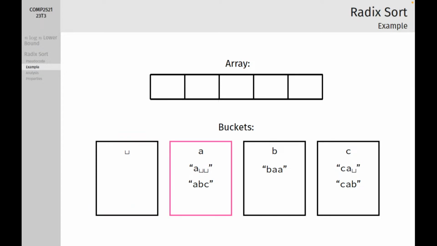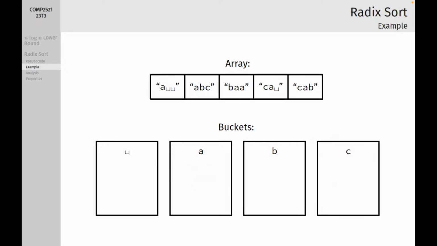The A bucket, we store these back into the array. The B bucket, we store that into the array. And the C bucket, we store these into the array. And the result is that we have sorted the keys, right, in alphabetical order. All right, so that's how radix sort works. And note that we didn't need to perform any comparisons between keys, right?